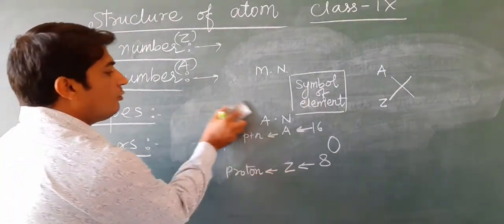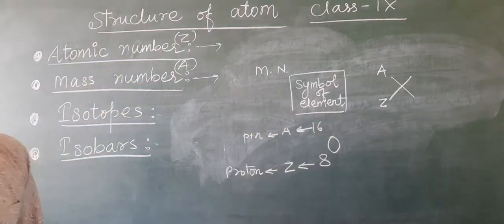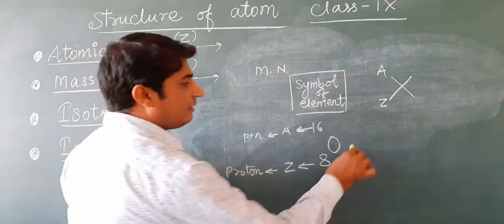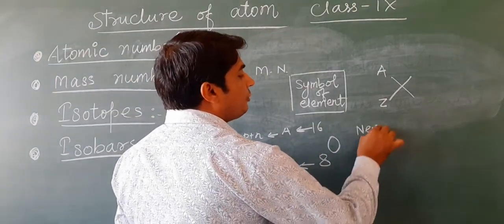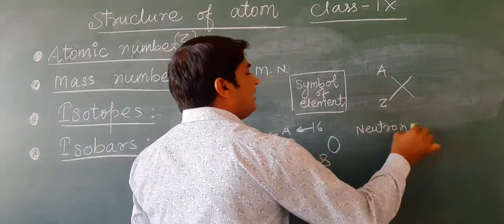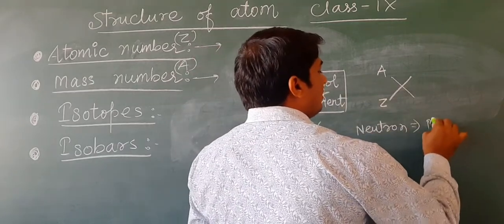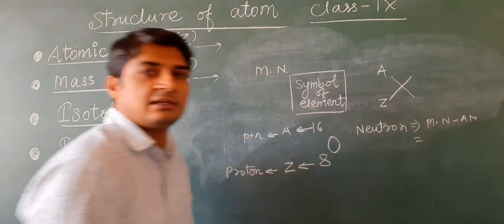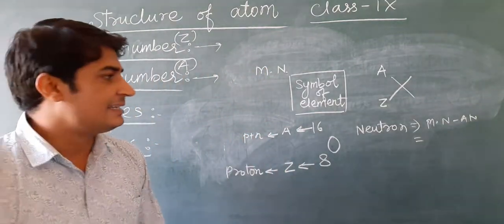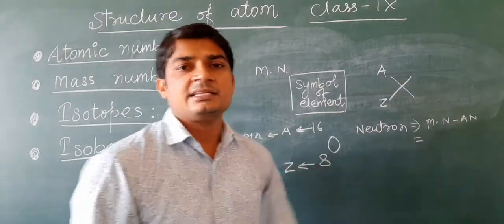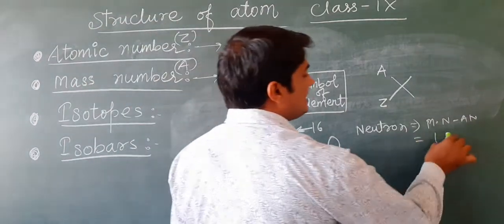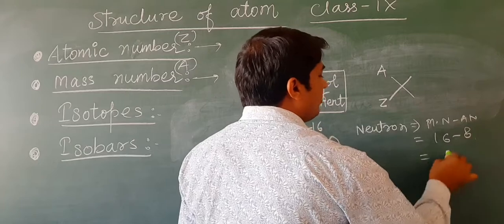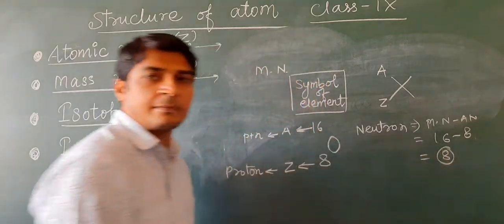So if we want to find out the number of neutrons in this atom, how can we find out? The number of neutrons is equal to mass number minus atomic number. ठीक है, कैसे लिखेंगे? मास नंबर माइनस एटॉमिक नंबर. Mass number is 16, minus atomic number is 8. So the number of neutrons is 8.